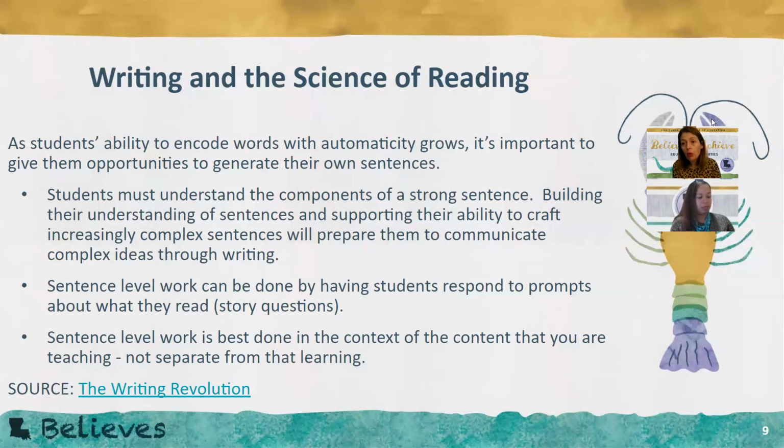But as they become more automatic, that's when I start building their ability to compose a meaningful sentence. This sentence level work can be done by having students respond to prompts about what they read, a little exit ticket at the end of a lesson. Like I said, tell me which habitat you would like to live in and why. That is an opinion writing, right? I would like to live in the desert habitat because I love the heat and I love the flora and fauna that are there in the desert.